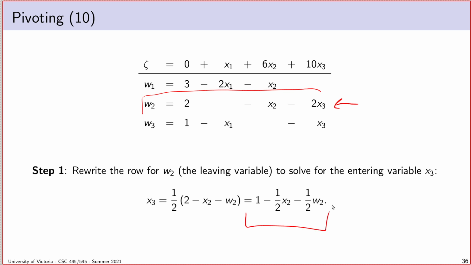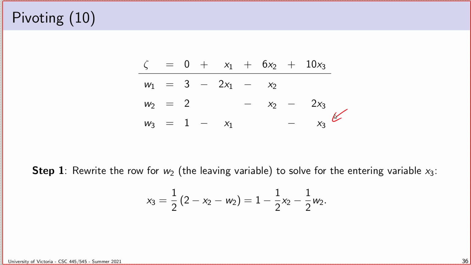Well, what I want to do when I'm done is have a row in my basis for just x3, but for x3 to be a basic variable, it can't appear on the right-hand side of anything. On the other hand, w2 will be a non-basic variable. It'll appear up here, which means w2 is allowed to appear on the right-hand side of other equations. So what I need to do now is find a way of getting rid of x3 from everything else that involves it.